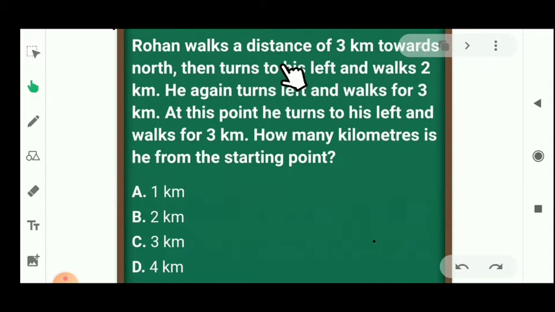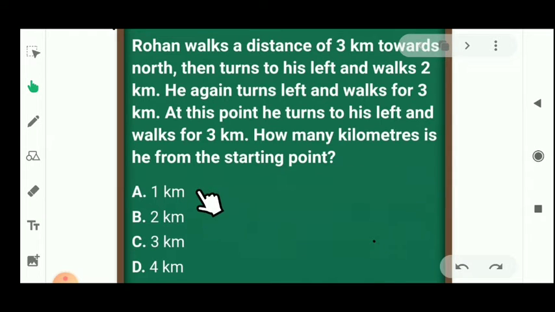Rohan walks a distance of 3 km towards north, then turns to his left and walks 2 km. He again turns left and walks for 3 km. At this end point, he turns to his left and walks for again 3 km. How many kilometers is he from the starting point?